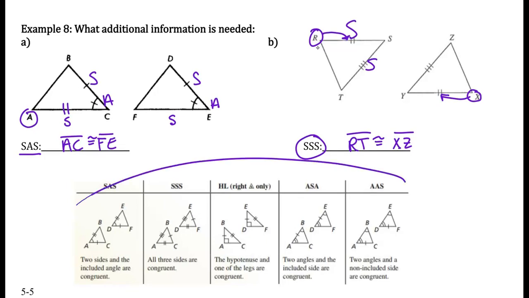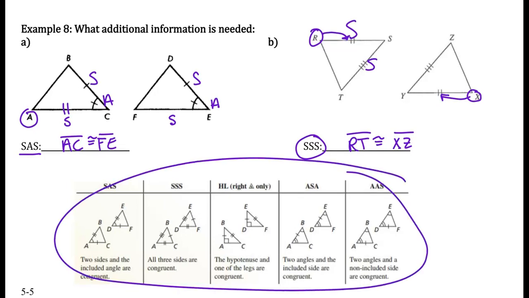All right, and there's a recap of your 5 reasons. Make sure again to be looking for reflexive, vertical, parallel lines that you can mark alternate interior angles, and any other additional given information that you could mark in the pictures.